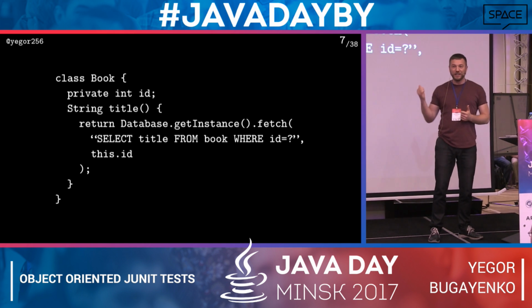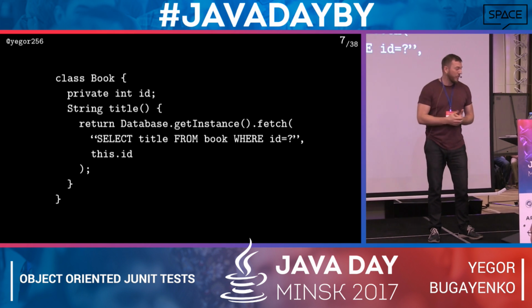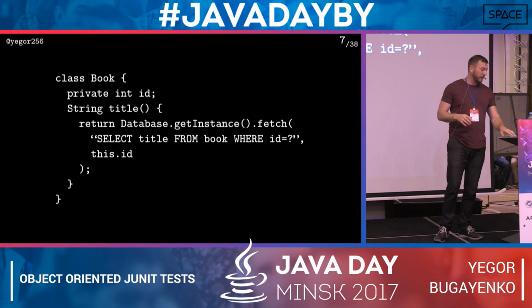All right, so that's a singleton, right? You have to know that. Okay, so this class, in order to get the title from the book, it goes to the database. First it gets the singleton, then it goes to the database through the method fetch. It retrieves some data and returns the data.